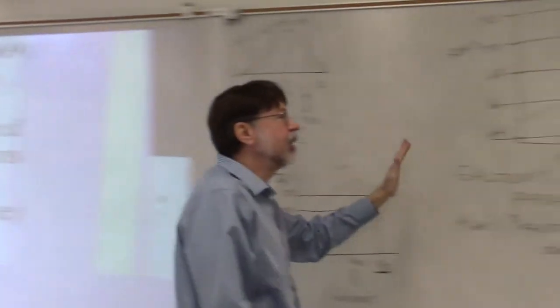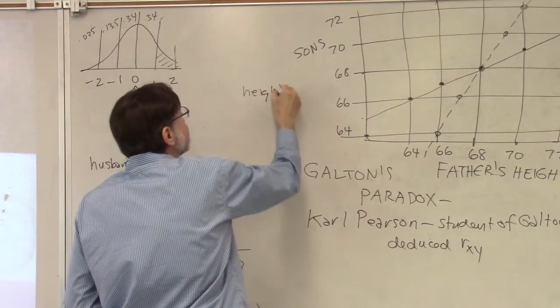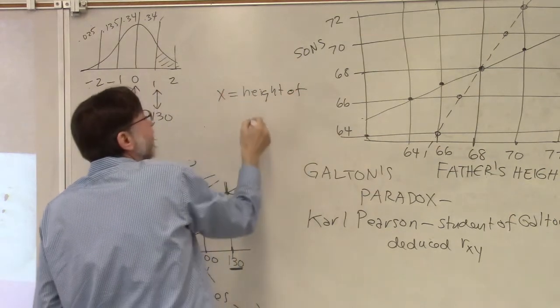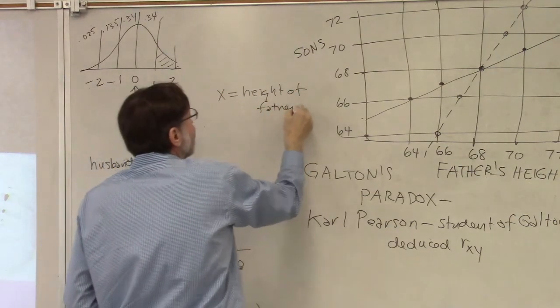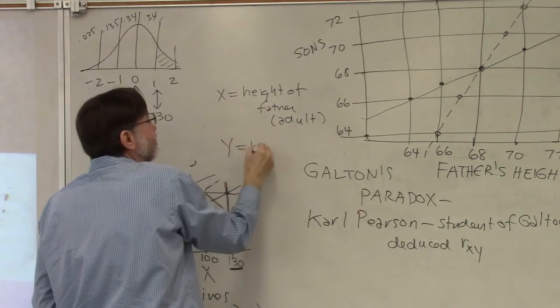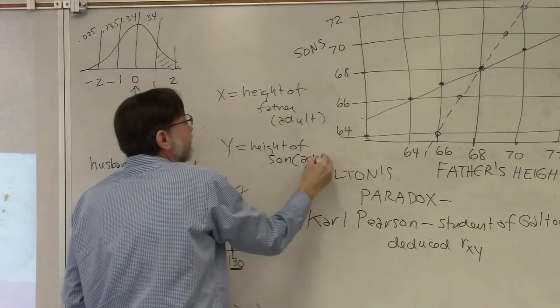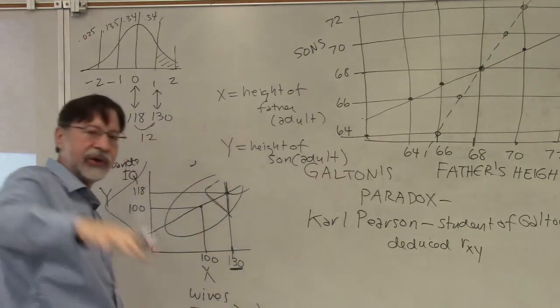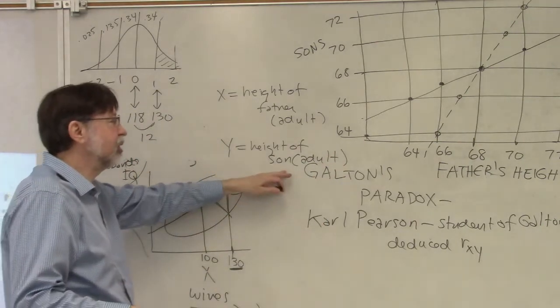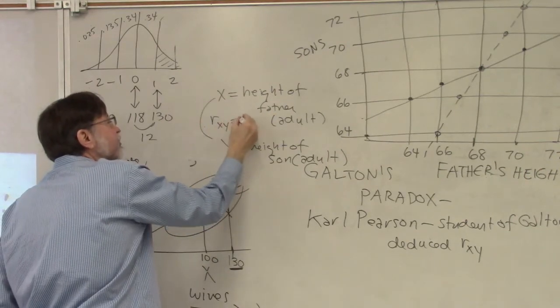All right, any questions about that so far? So this should look fairly familiar to you. This is basically the correlation between height of father. Let x be equal to the height of father, an adult, and y equal the height of the son. And again, we're talking about an adult height, so we're not measuring sons of all different ages. So we're measuring the son's adult height. The correlation between x and y, RXY, is 0.5.